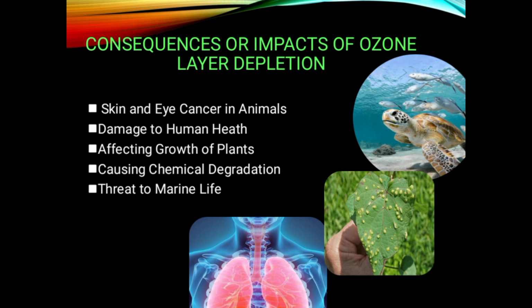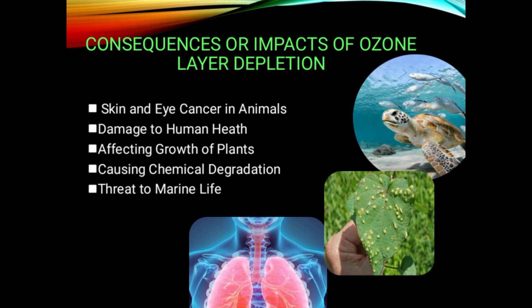Looking at chemical degradation, ozone layer depletion can lead to chemical degradation. How does this occur? When the ultraviolet radiation from the sun finds its way to the Earth's surface and interacts with man-made chemicals such as plastic, fabrics, rubber, etc., they get degraded. And when these substances get degraded, what happens? Increased toxicity, environmental pollution, and the likes of that.